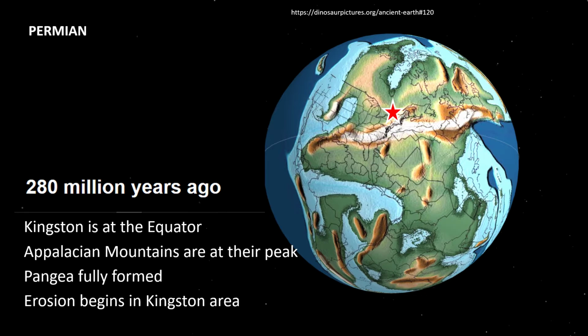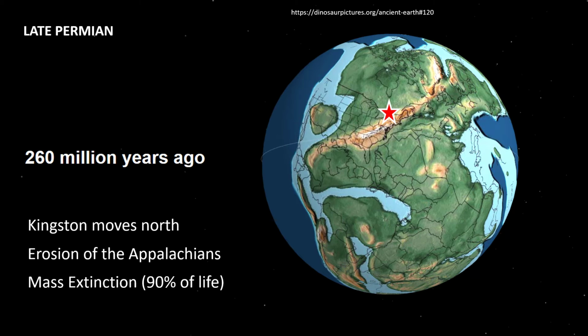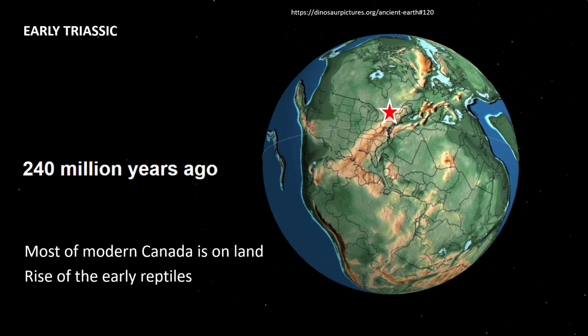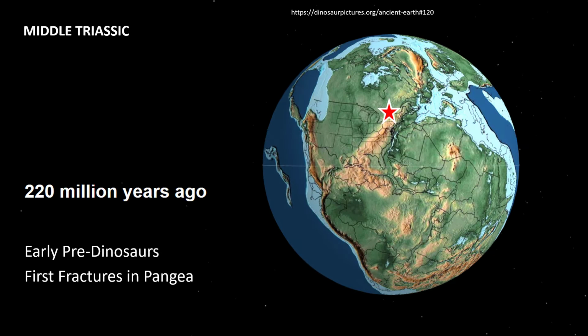280 million years ago, the Appalachian Mountains have reached their peak altitude. Pangaea is fully formed by now. 260 million years ago in the late Permian, Kingston moves north. We start to see the Appalachians eroding back down. And at the end of the Permian, we have a mass extinction of 90% of life on Earth. 240 million years ago, most of Canada is on land at this point, and this is the rise of the early reptiles.